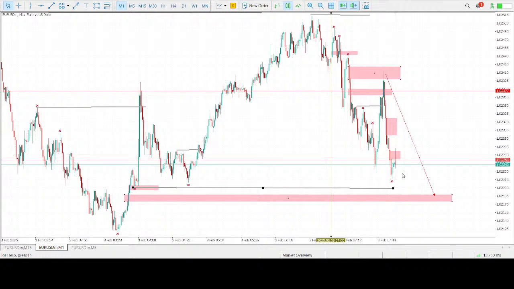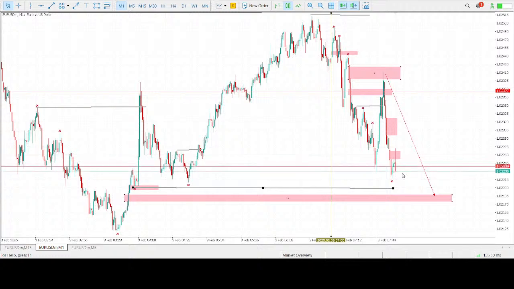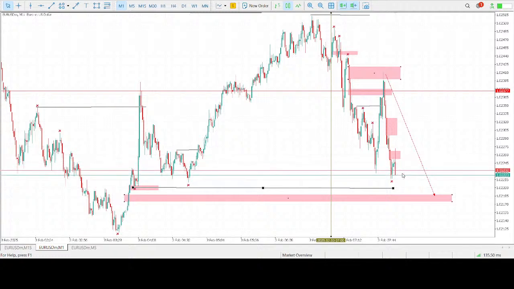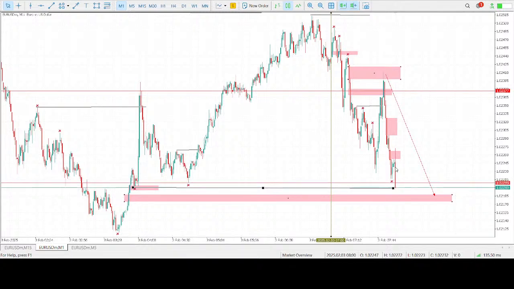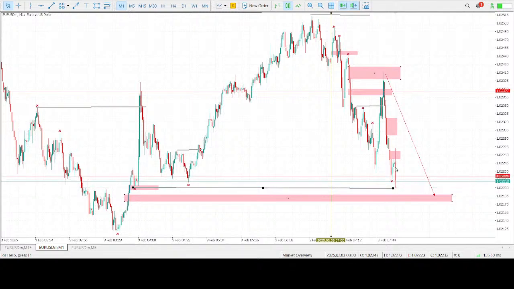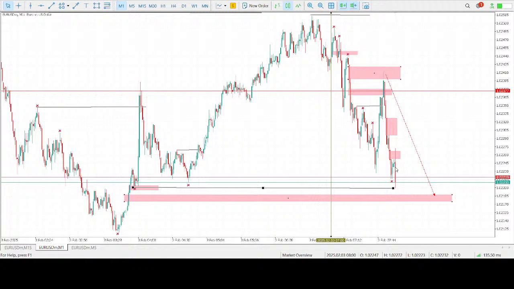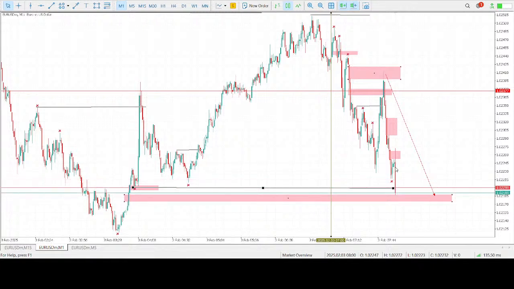There is a reaction off of that. This is the 11 a.m. bell, which is literally 8 a.m. London time. There is a bit of reaction off of that. Price rallies lower to just about take out the liquidity down there.